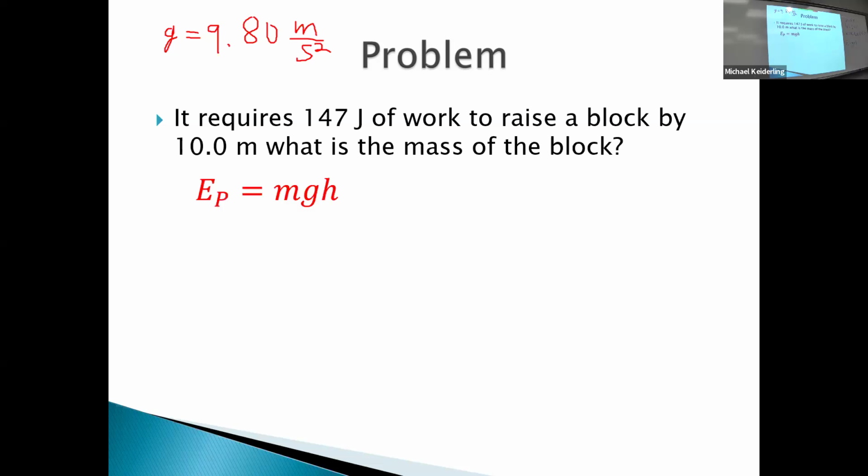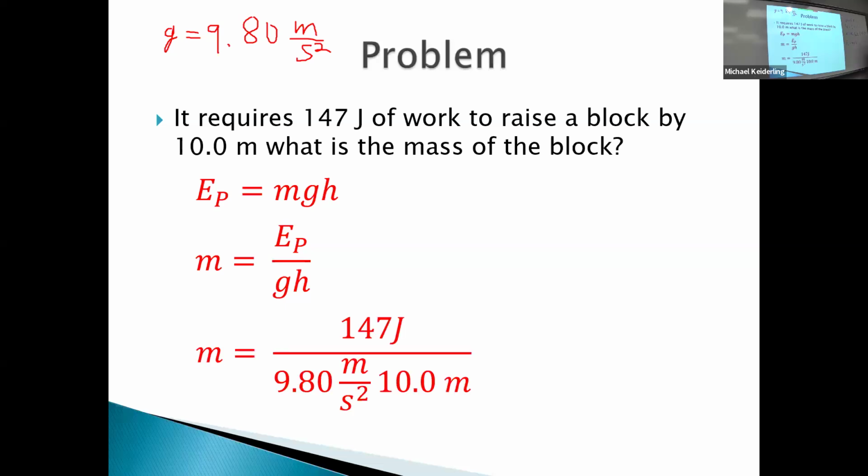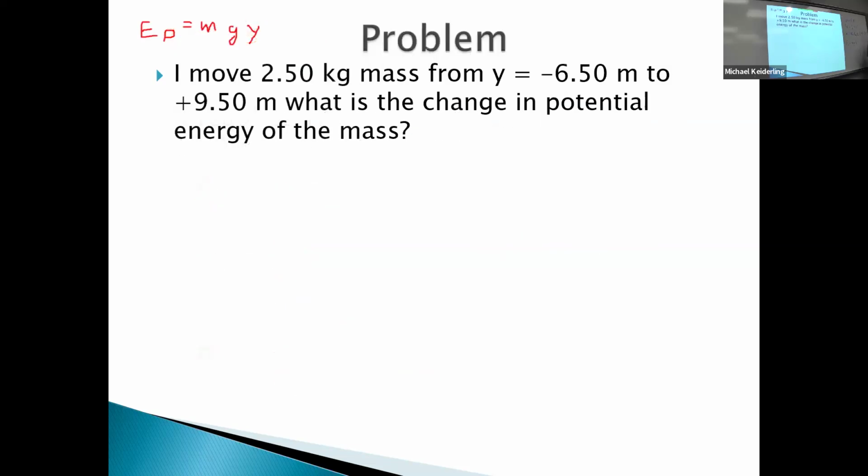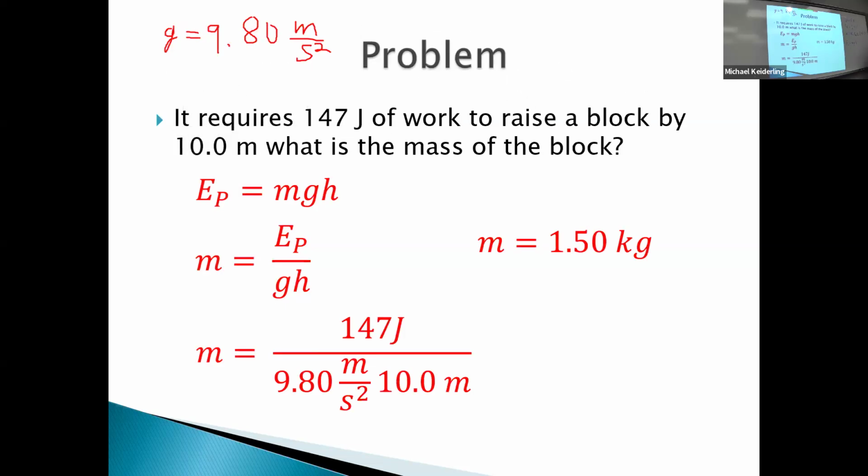Potential energy is mgh. Mass is potential energy over gh. The mass is 147 joules over 9.8 meters per second squared times 10 meters. Mass is 1.5 kilograms. Oops. Mass comes out to 1.5 kilograms.